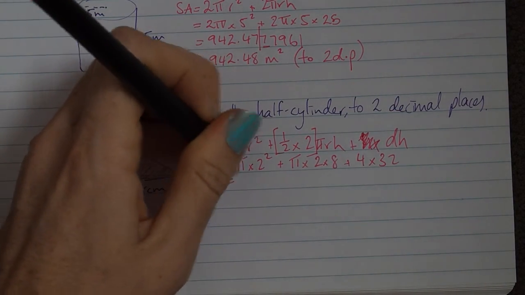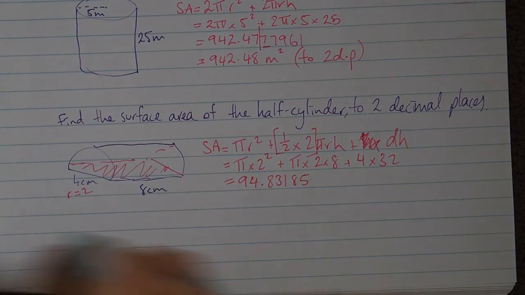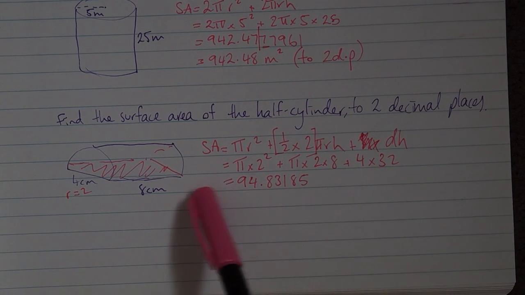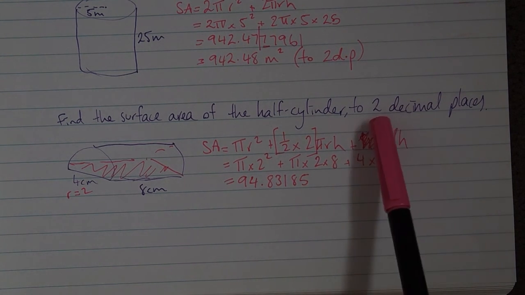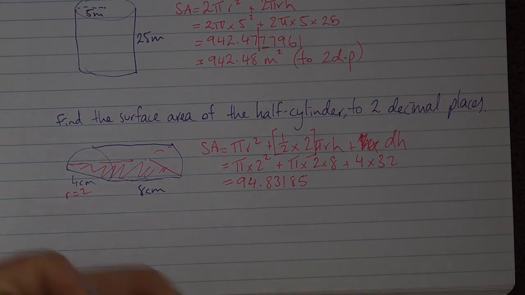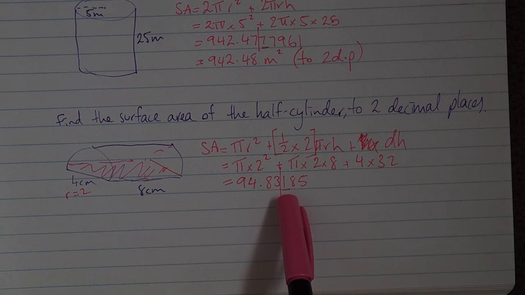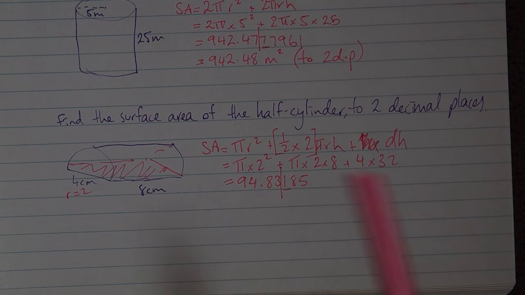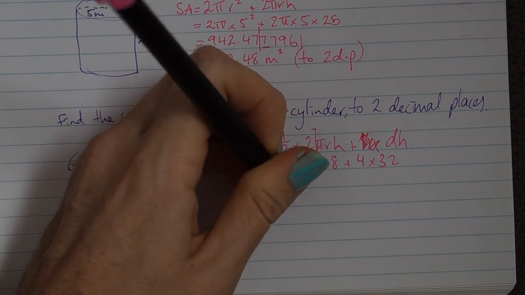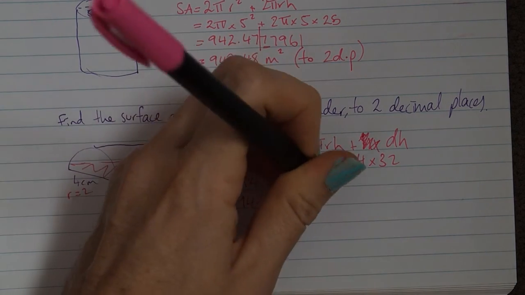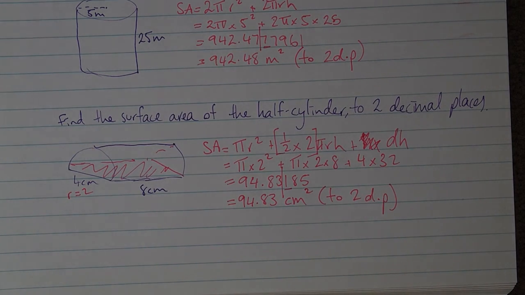Pop that in my calculator, and I'm going to get something along the lines of 94.83185. Again, you don't need to write this whole number out. I'm just showing you rounding reminders. So to 2 decimal places, which we've been asked to show our work to, I'm going to chop it there. Underline my critical digit. My critical digit is low, so it's 4 or lower. That means the 3 is going to stay as is. So we have 94.83 square centimeters. And of course, to 2 dp. dp, of course, is the short way of writing decimal places.